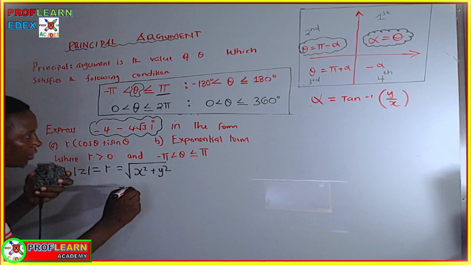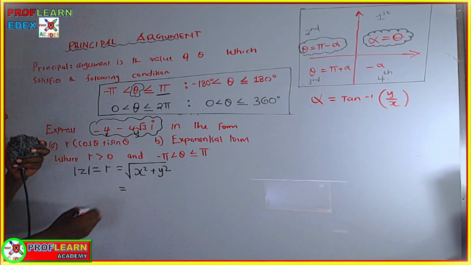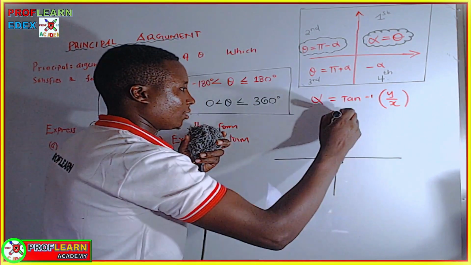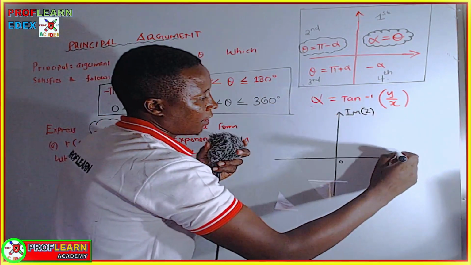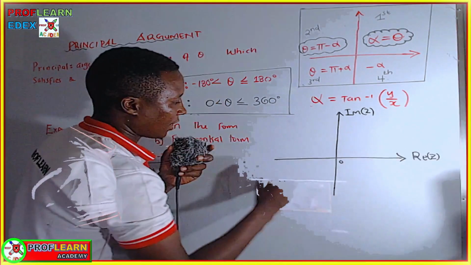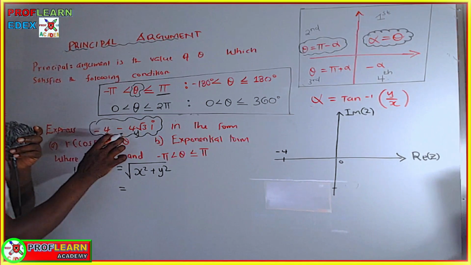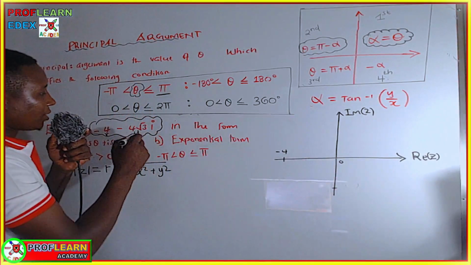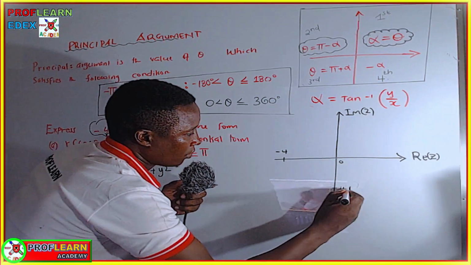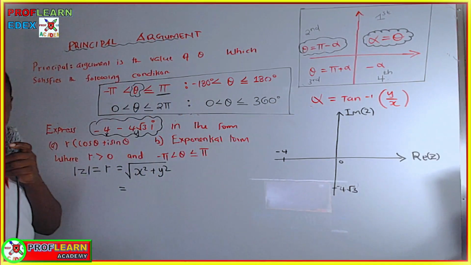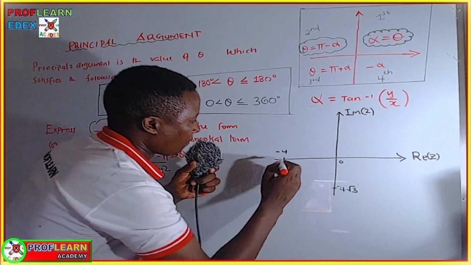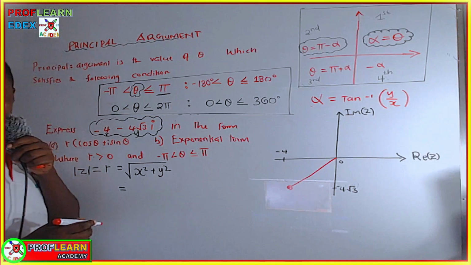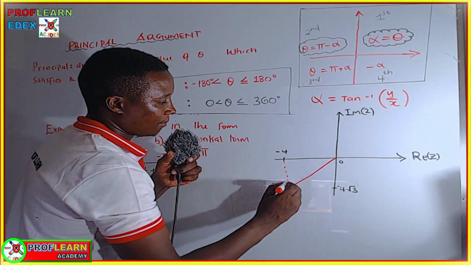In that case, our x is this part and our y is this part, because if we represent this number on the Argand diagram, this is 0, this is the imaginary axis and this is the real axis. On the real axis, for the x part, we have -4, which is representing this particular point. Then on the imaginary axis, we go down to 4 root 3, which is also a negative value, so this point will be somewhere here. This is where the complex number is.